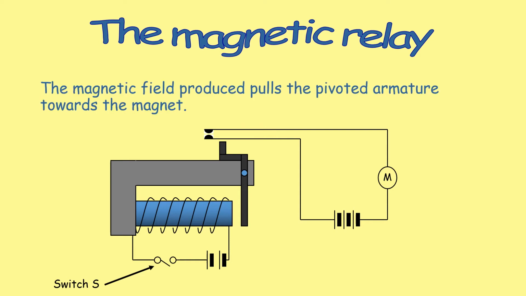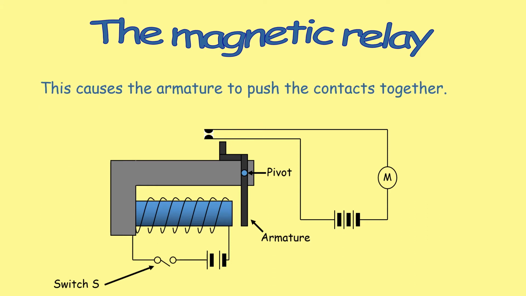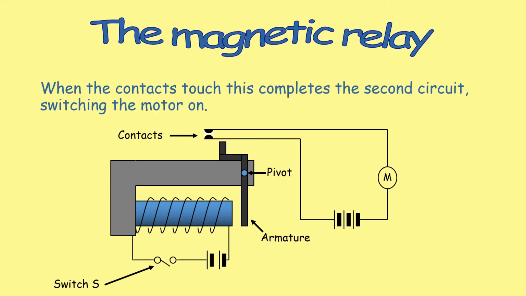The magnetic field produced pulls the pivoted armature towards the magnet. So there's the pivot and there's the armature. If I show you here, this armature is going to move towards our contacts here, and it's going to push them together. This causes the armature to push the contacts together, and when the contacts touch, this completes the second circuit, switching the motor on.